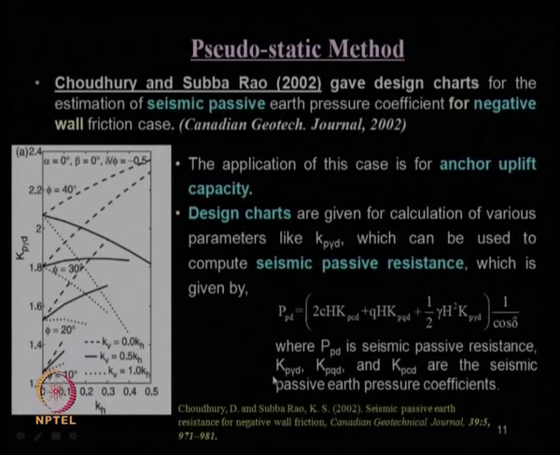So, the details about this concept can be obtained using the pseudostatic method in this journal paper by, this is my work, Choudhury with my supervisor Professor Subba Rao in 2002, Seismic passive earth resistance for negative wall friction, which is published in Canadian Geotechnical Journal, volume 39, issue 5. These are the page numbers.